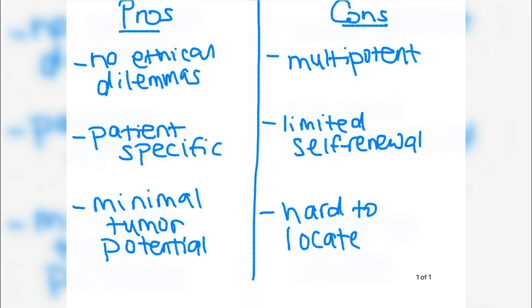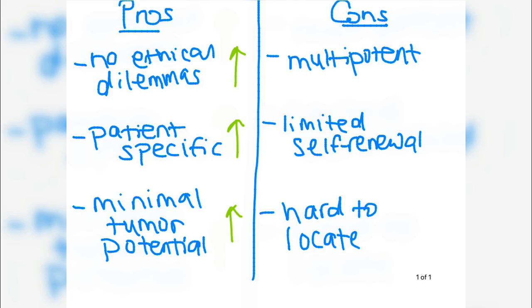Both embryonic and adult stem cells are extremely important to biomedical research and future medical advancements. Adult stem cells are important because, one, they have no ethical dilemmas associated with them. Two, they are patient-specific for medical procedures, so there is no risk that the body will reject its own adult stem cells in the case of treatment. And three, they have minimal tumor potential.